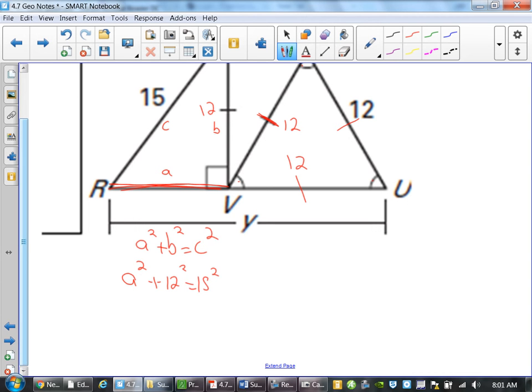Okay. So last time I checked, 12 squared is 144, and 15 squared is 225. Subtract it out, and we get 81. We should probably be able to figure out the square root of 81 in our heads. It's 9. So what would that whole bottom side length equal? 9. 21.